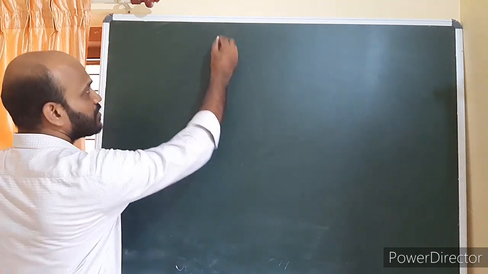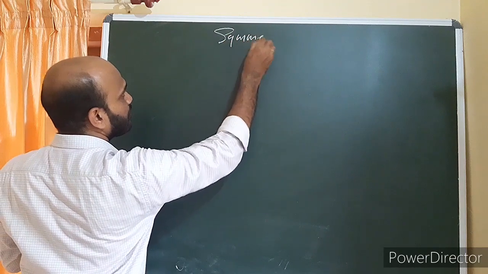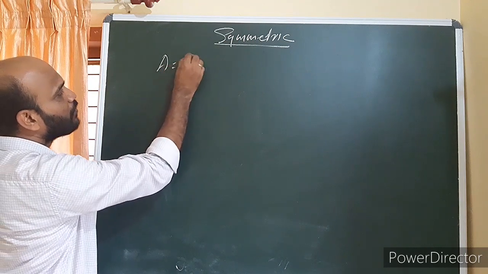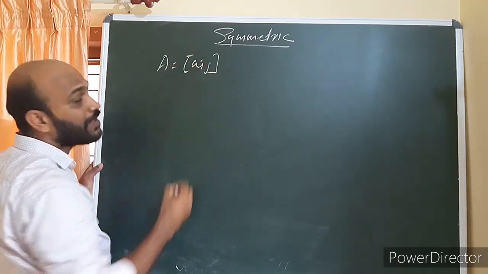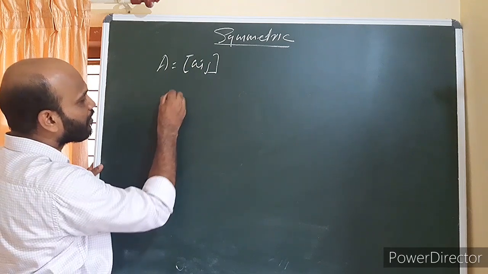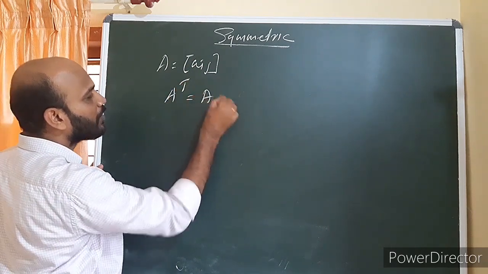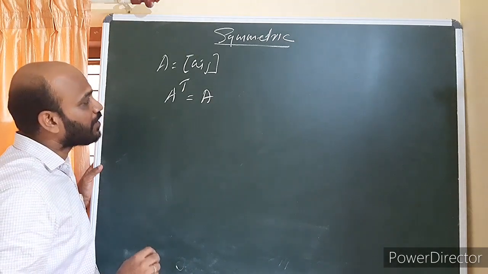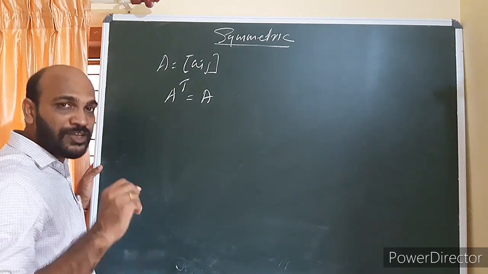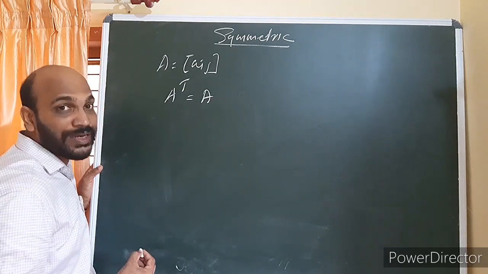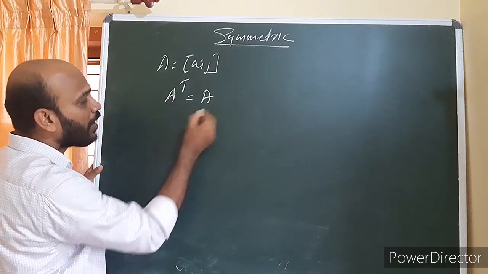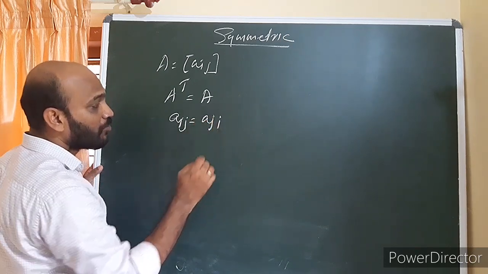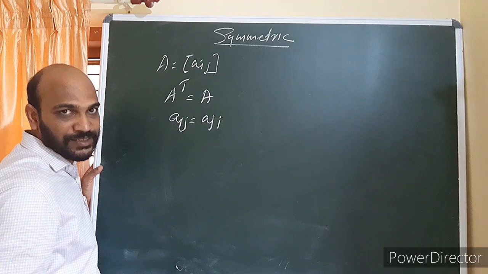Okay, so symmetry. A matrix A equal to Aij is said to be symmetric if A transpose equal to A. That means A should be a square matrix. What about its elements? A transpose equal to A means Aij should be equal to Aji for all possible values of i and j.